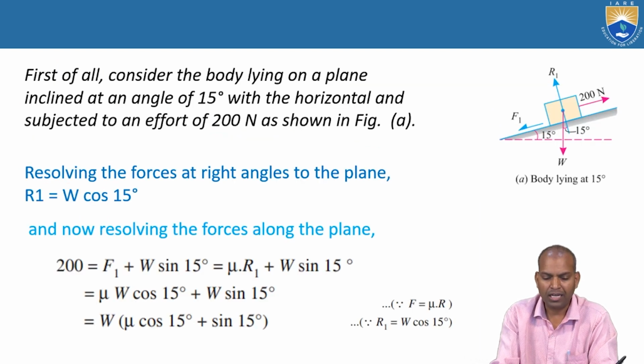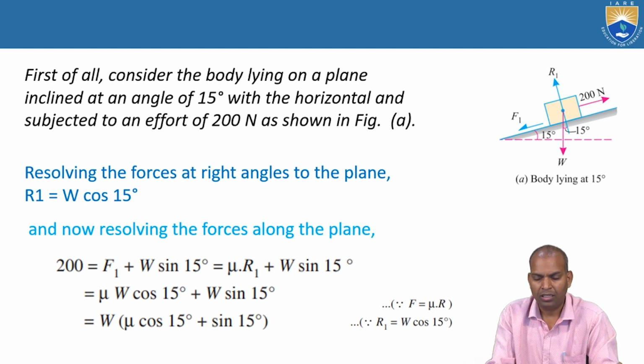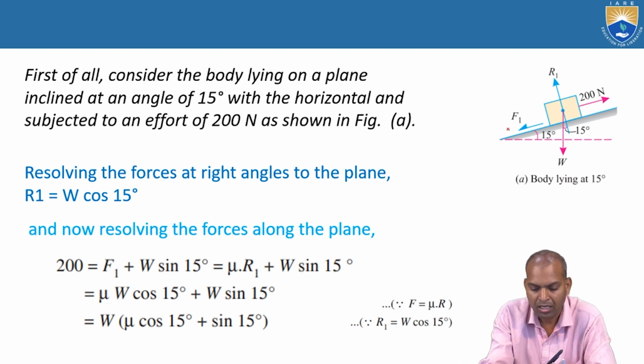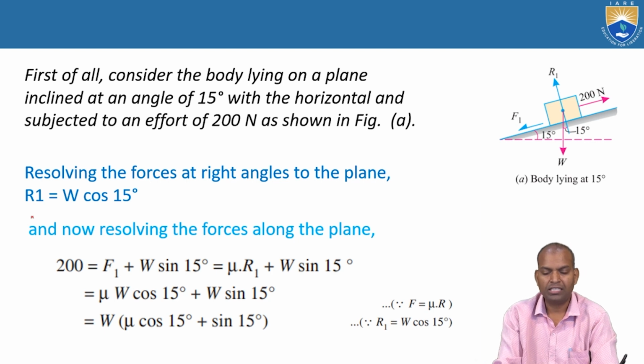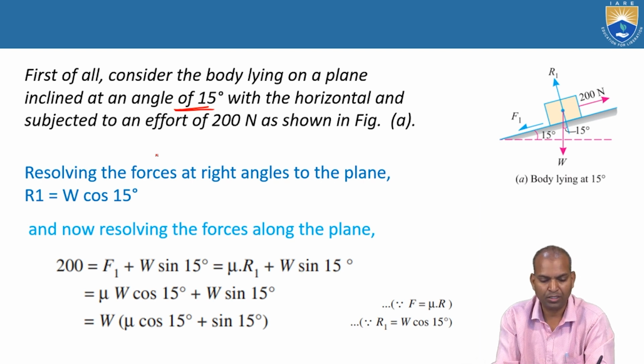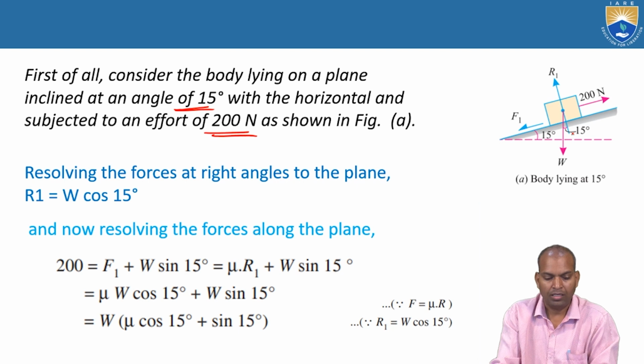So from this data, first of all, this is the figure obtained. How is it moving? It is moving up. The force of friction is acting downwards. First, consider the body lying on a plane inclined at an angle of 15 degrees with the horizontal and subject to the effort of 200 newtons, which is shown in the figure. Now resolving the force along the plane.